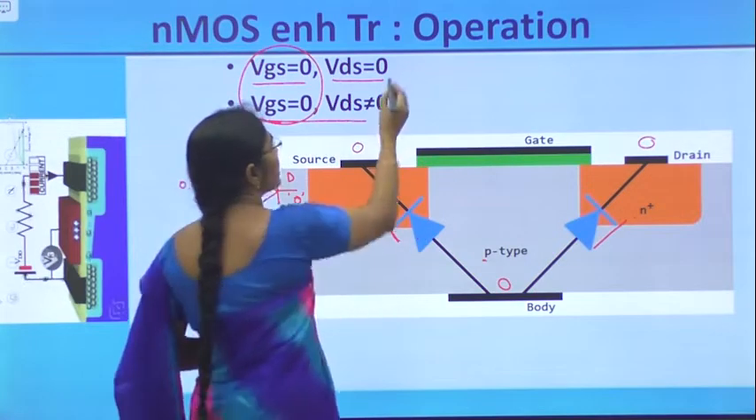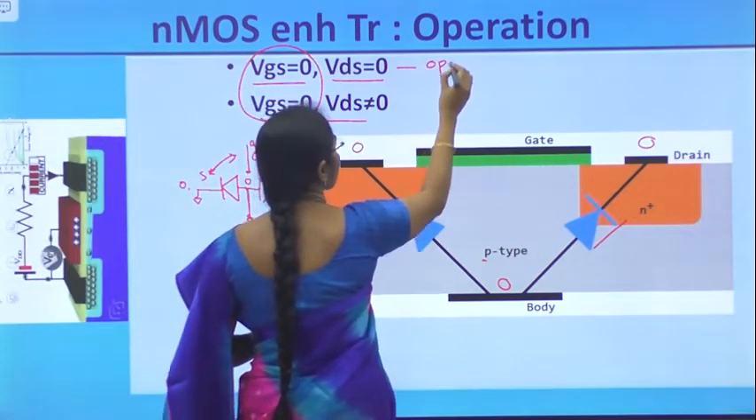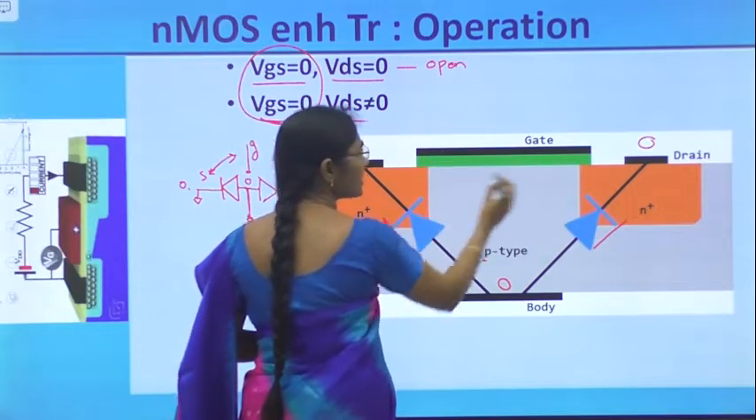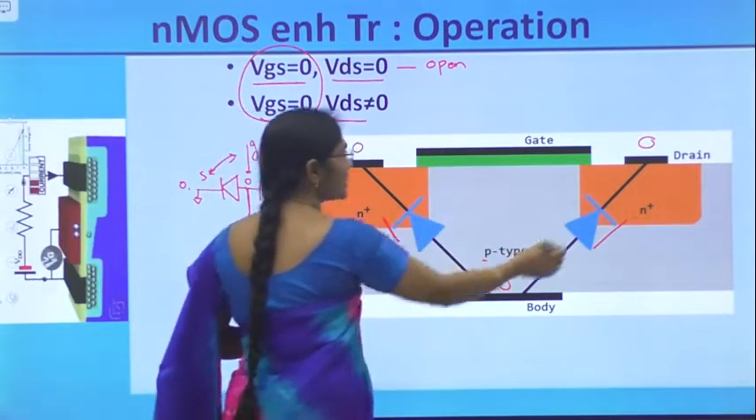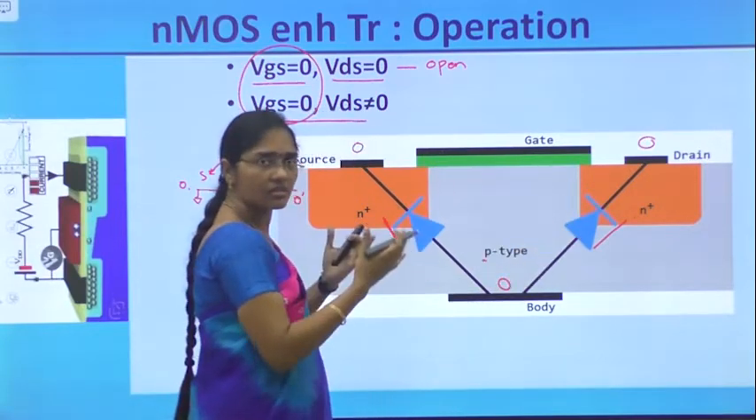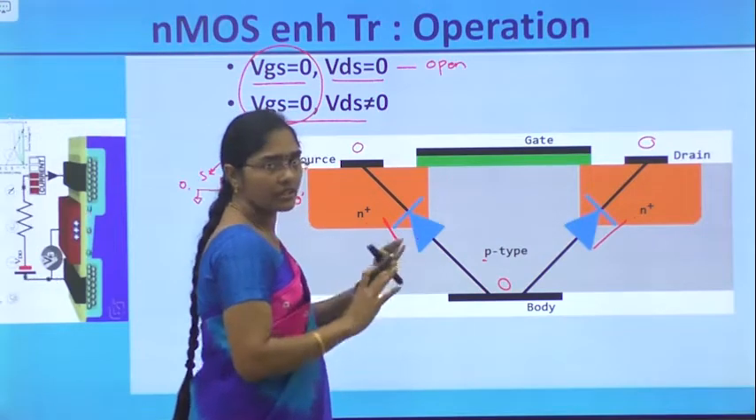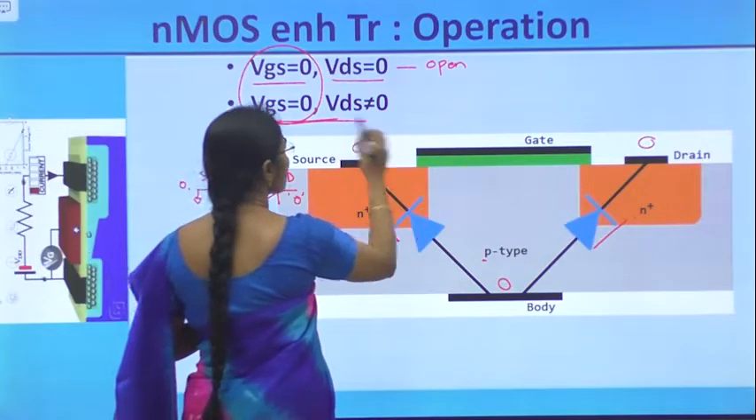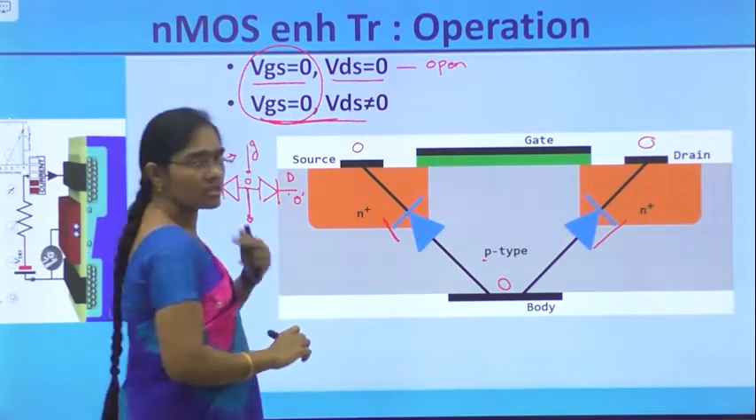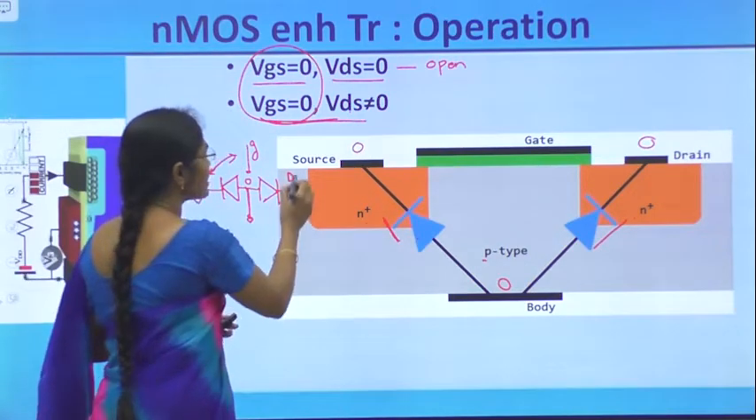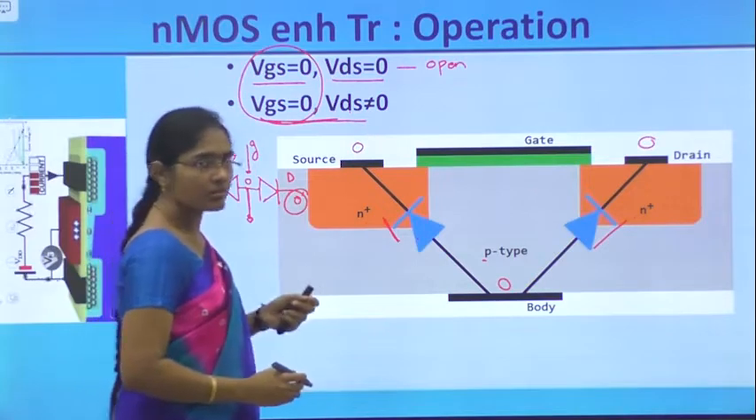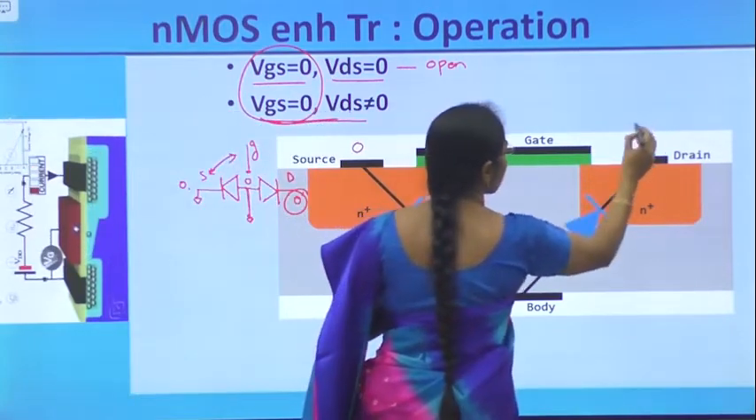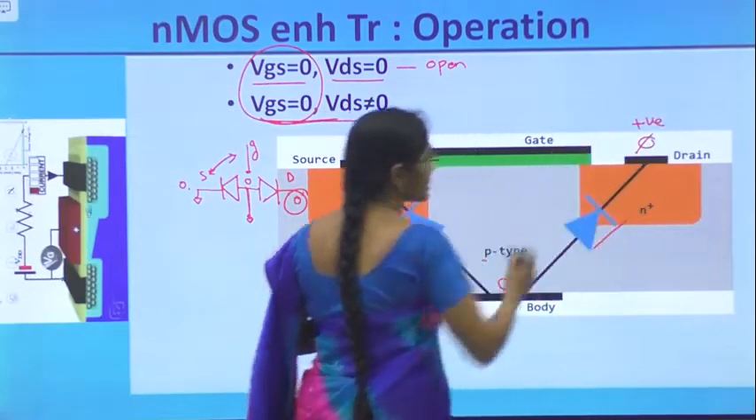So therefore, it is just open. No channel creation. And the source and drain junctions, the diodes, are also in the open connection. Then suppose gate to source is 0, but VDS is non-zero, meaning at this terminal you are applying a non-zero value. Let us assume some positive value is applied instead of 0.